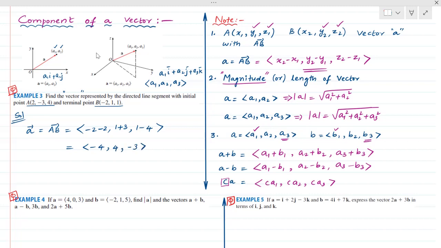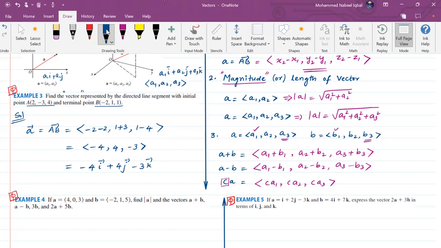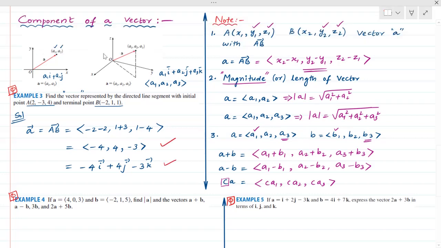Either you can write this vector in this format, or you can write it in the ijk format: minus 4i plus 4j and minus 3k. So both notations are the same. Both notations are vector notation. So this is the vector AB.